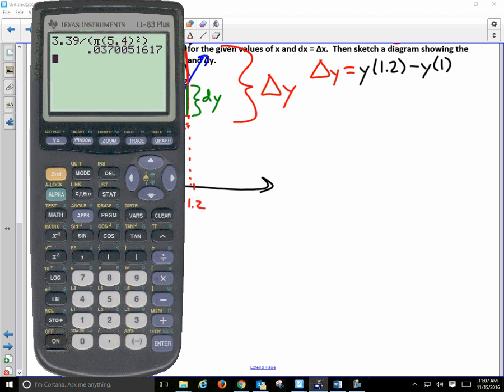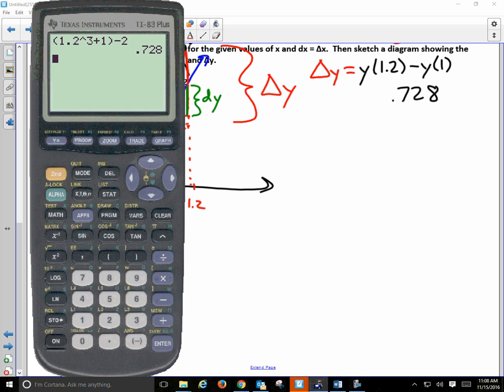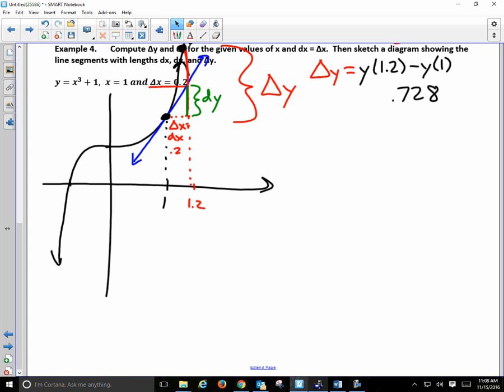So I will plug in (1.2) to the third power plus 1, minus (1 to the third power plus 1), which is 2. And I get 0.728. Now, you guys told me that delta y, which we just found, will be an overestimation. So we would expect dy to be smaller.